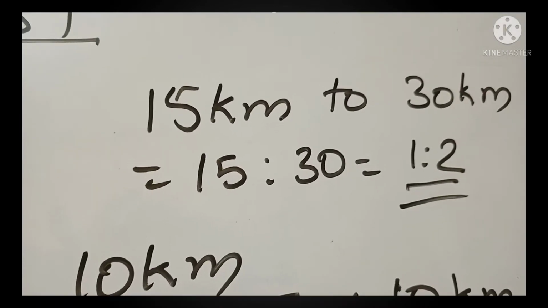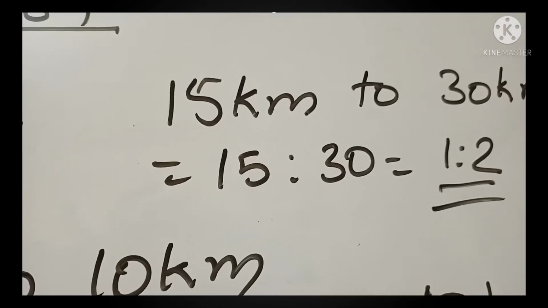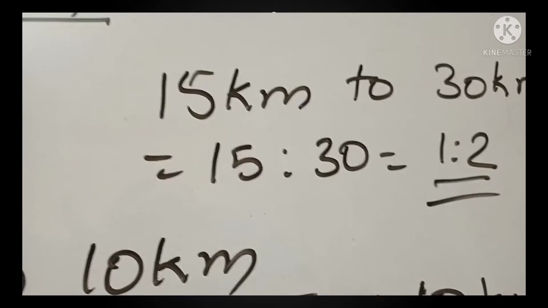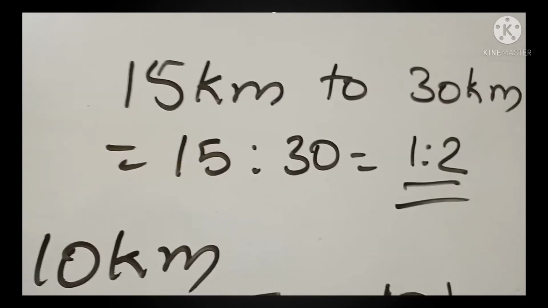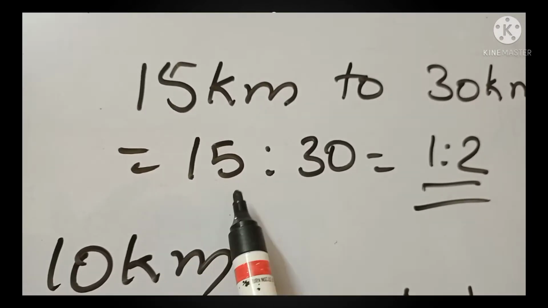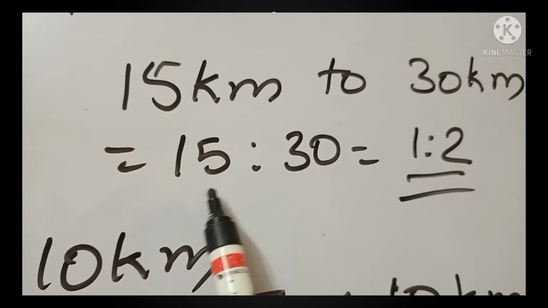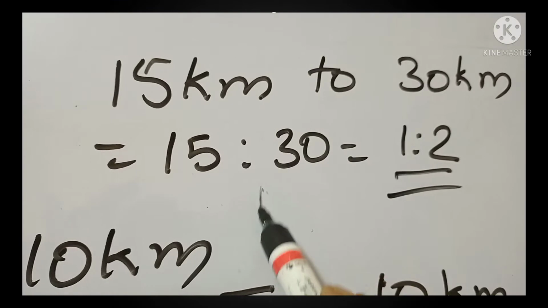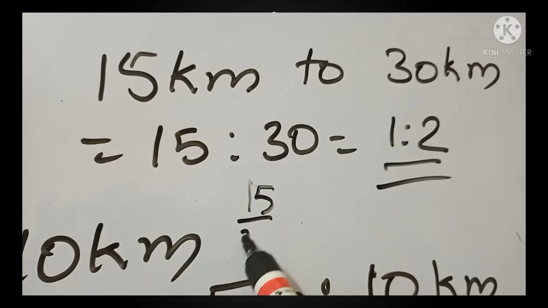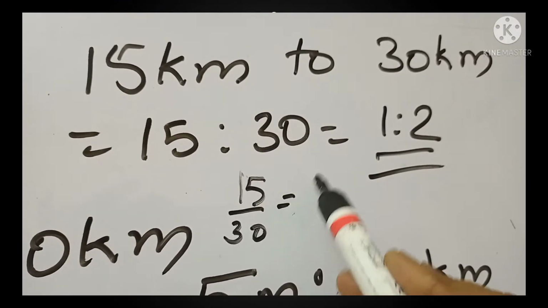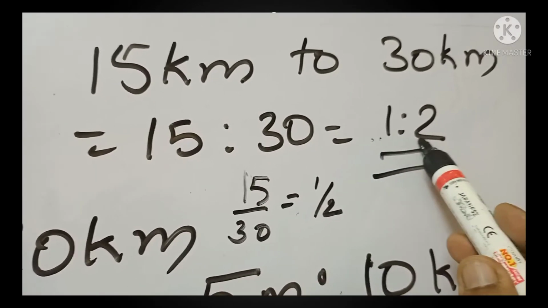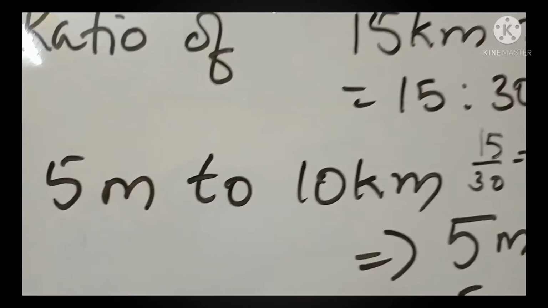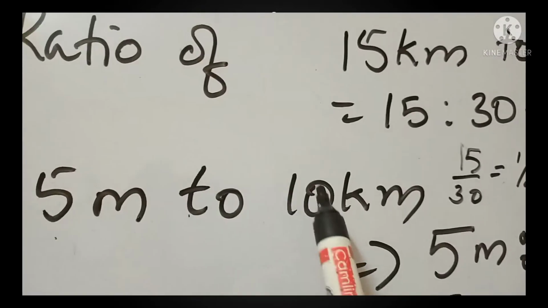The question says the speed of a cycle is 15 km per hour and the speed of a scooter is 30 km per hour. So we write 15 is to 30. We can write 15 by 30, cancelling, which is equal to 1 by 2. So it can be written as 1 is to 2. Then next, 5 meter to 10 kilometer.